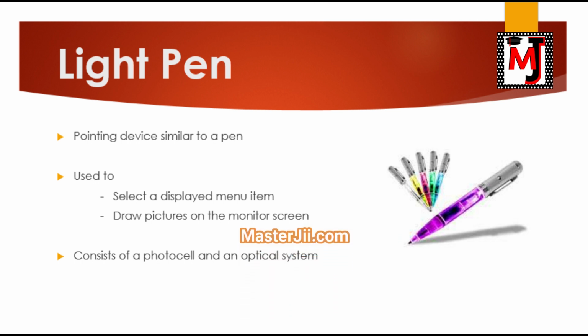When the tip of a light pen is moved over the monitor screen and the pen button is pressed, its photocell sensing element detects the screen location and sends the corresponding signal to the CPU.